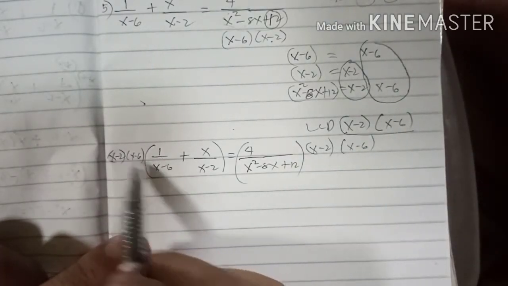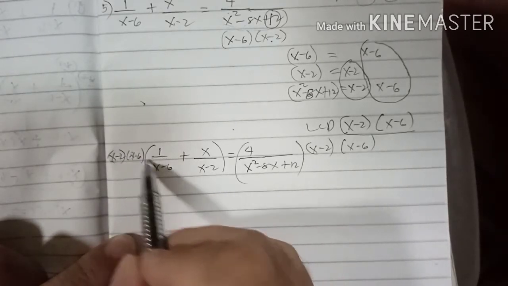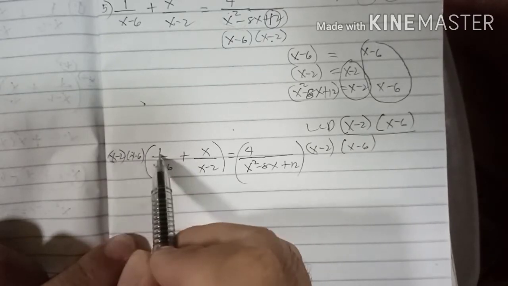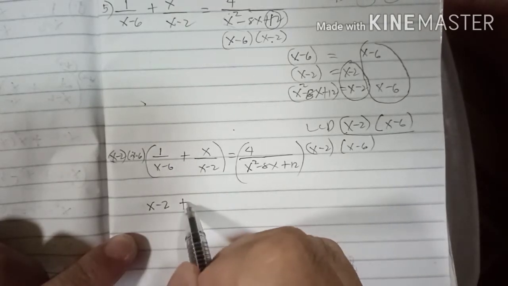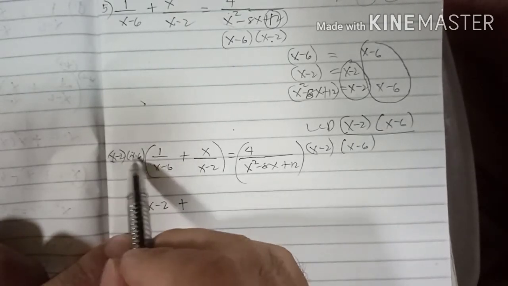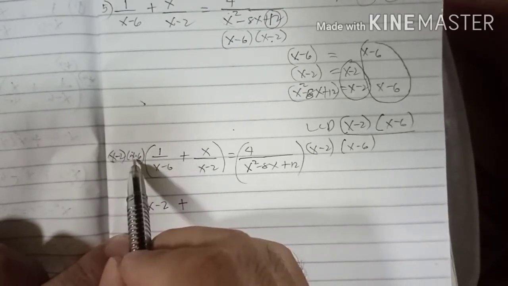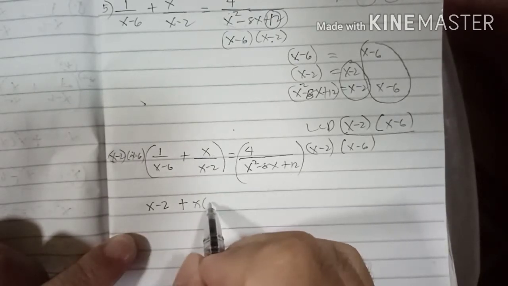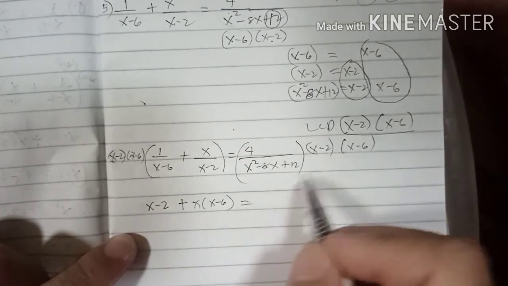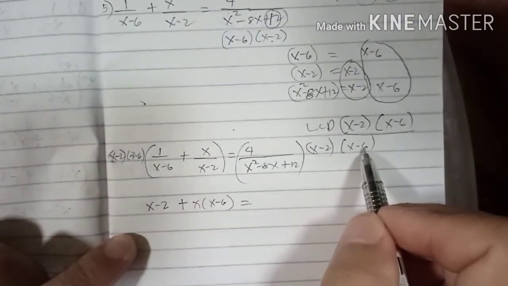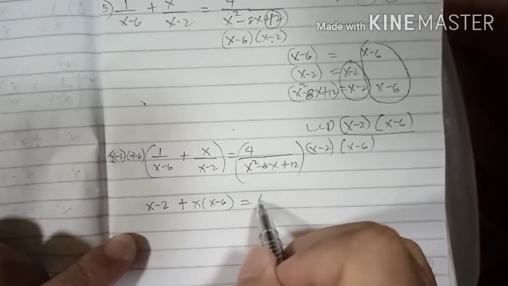So if we multiply this 1 over x minus 6 by x minus 2 times x minus 6, obviously this will be cancelled out, and the remaining is x minus 2 times 1, the answer is x minus 2. And plus, if we divide this factor into x minus 2, this will be cancelled. The remaining is x minus 6 times x. So this will be x times x minus 6 is equal to, if we divide this one, x minus 2 times x minus 6, here the answer is 1 times 4 equals 4.